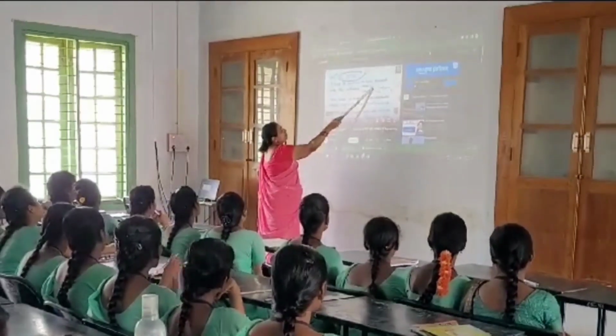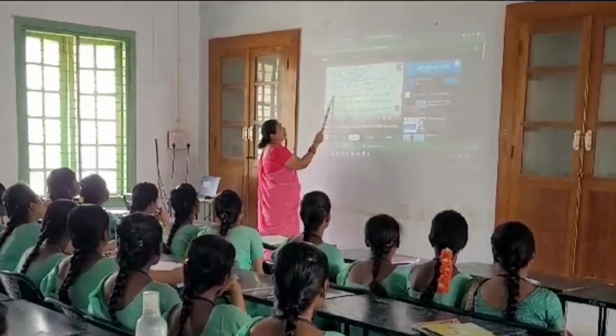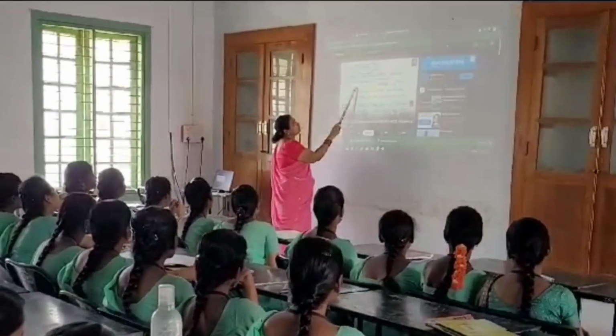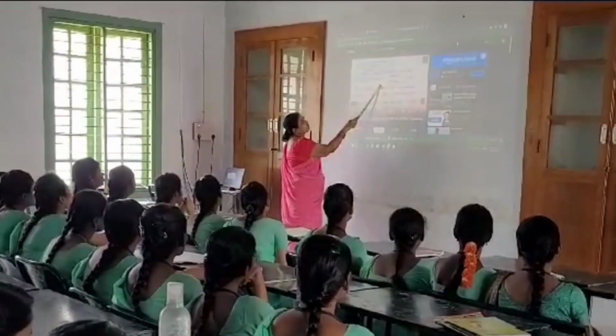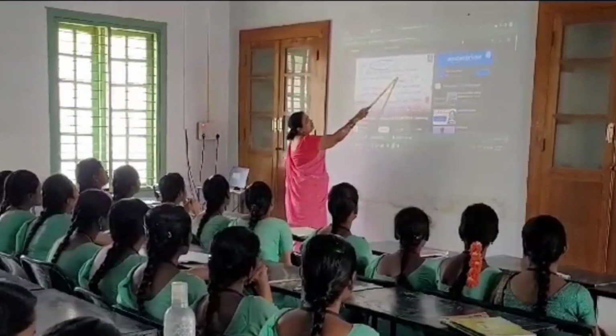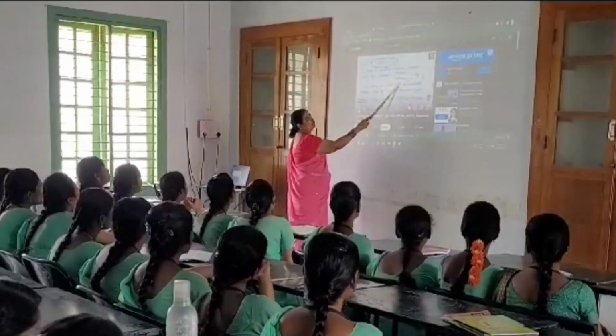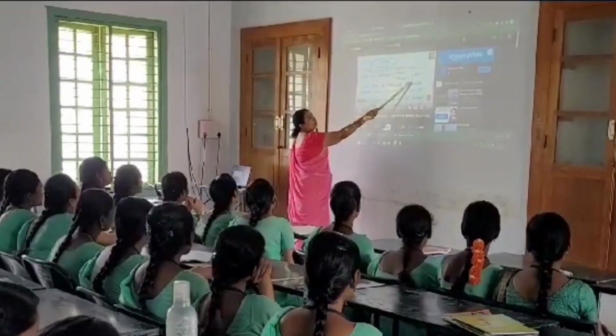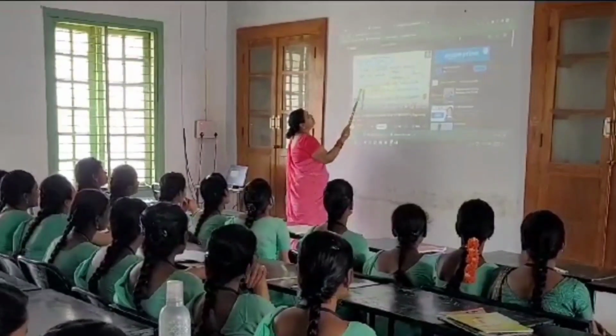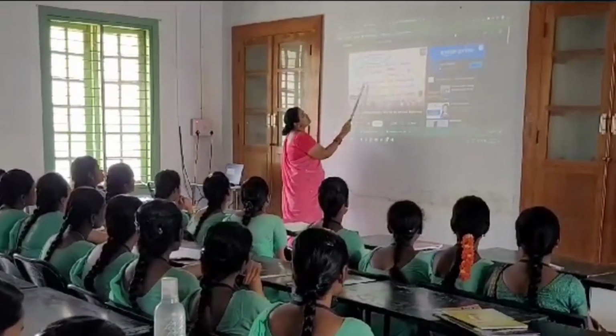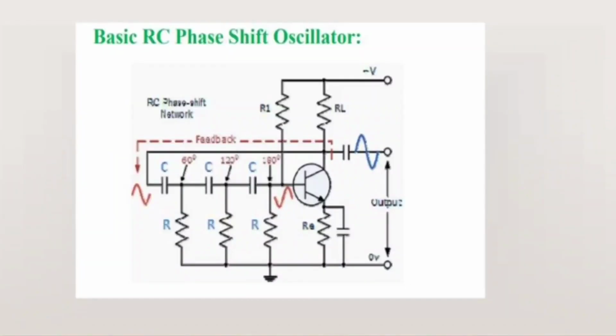Barkhausen criterion. The condition A beta equal to 1 is known as the Barkhausen criterion. It implies the magnitude of the loop gain A beta is equal to 1 and the phase shift over the loop is equal to 0 or 360 degrees. The frequency of the noise in the amplifier for which this criterion is satisfied is the frequency of oscillations.